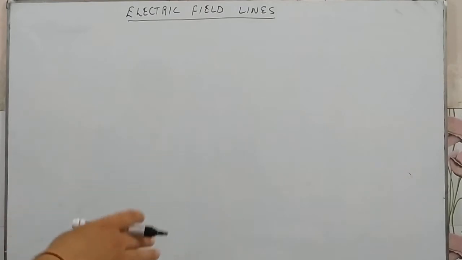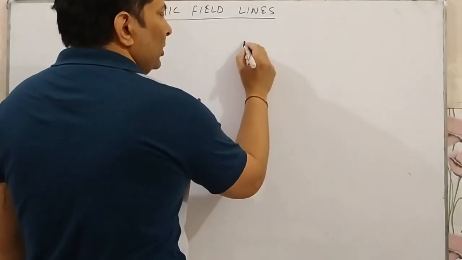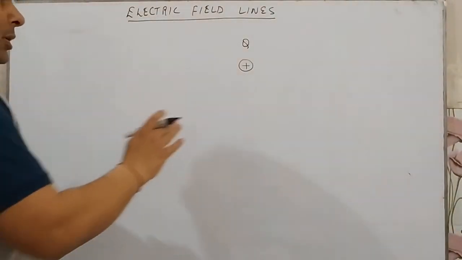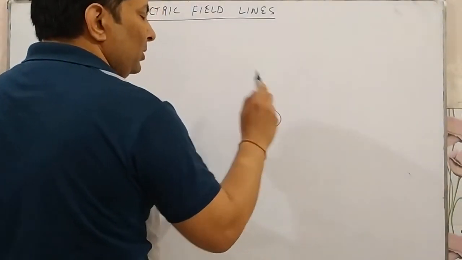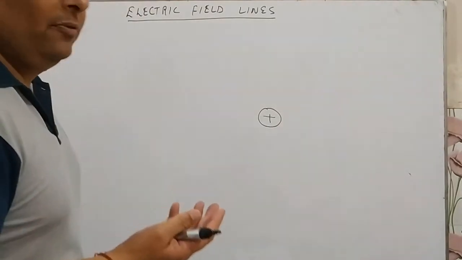Now, how will I draw an electric field line? For that purpose, first of all, we take a source charge. Let the source charge be Q. This is my source charge, and suppose I want to draw the electric field lines for it, because normally the electric field is not visible to us.